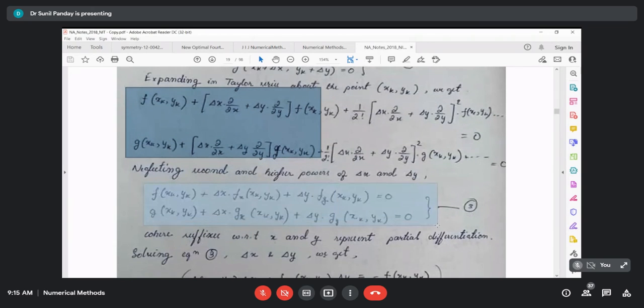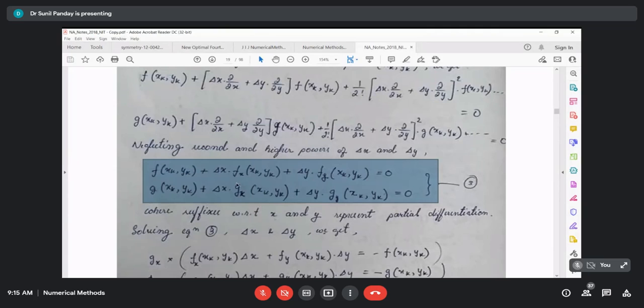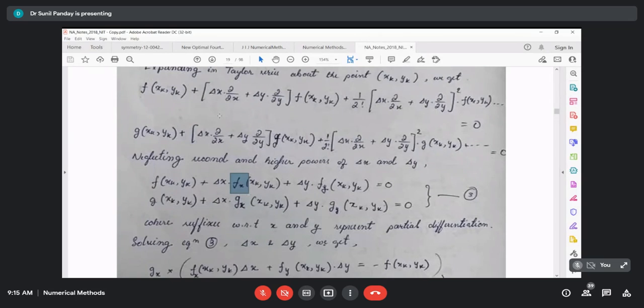So this is equation 3. Then, obviously you have already learned partial derivatives. In the partial derivative case, we use suffixes to represent the partial differentiation. When the operator del over del x is applied to the operand f of xk, it means we have to do partial differentiation of this and calculate its value at the point xk.